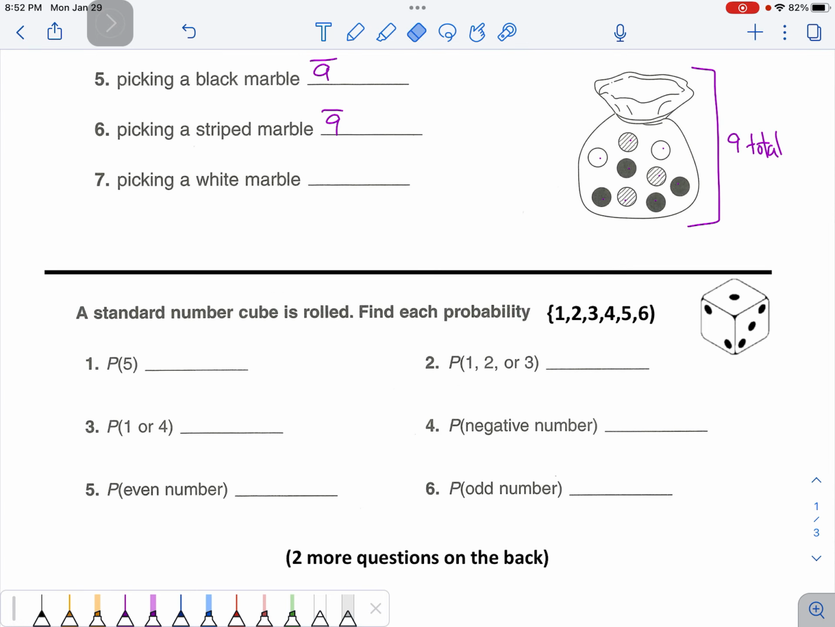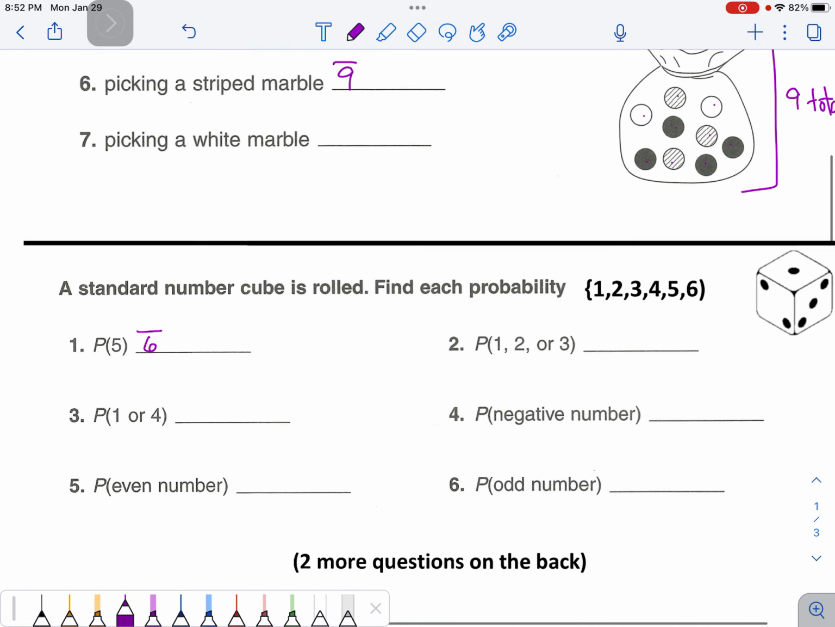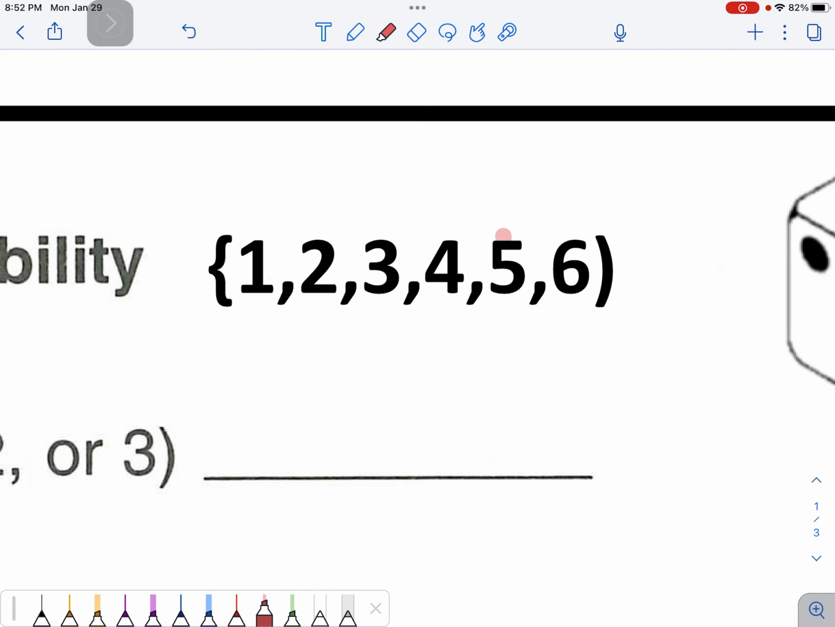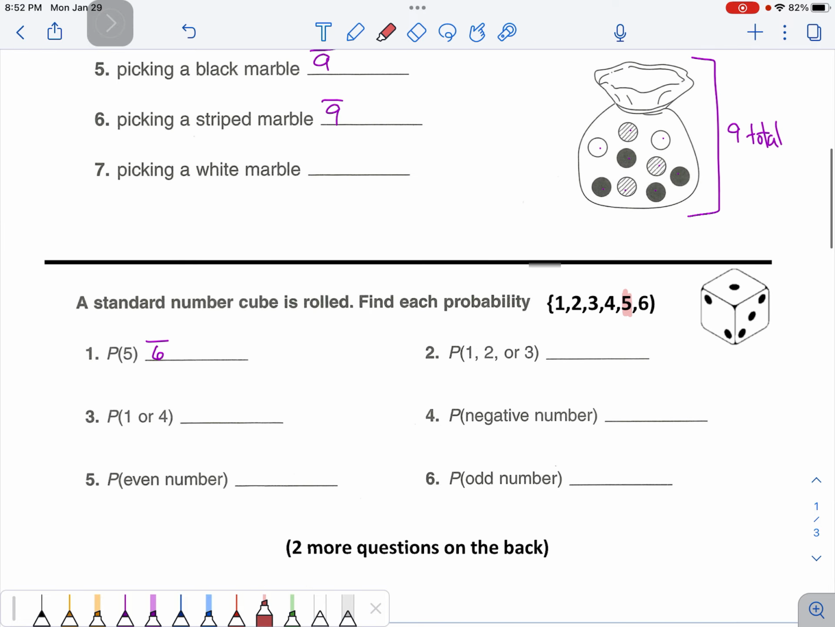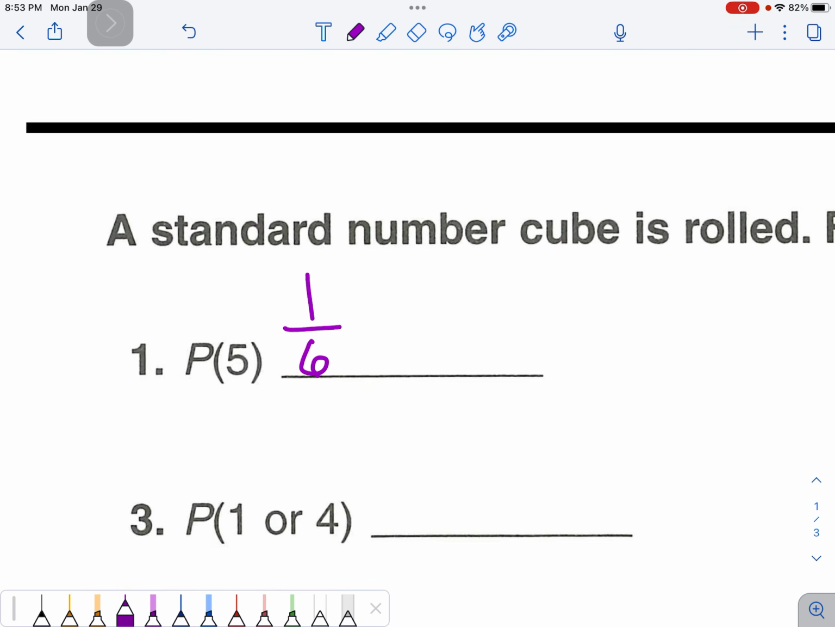So we need to find the probability of rolling a 5. So there are 6 total sides. And of those sides, I can highlight the number 5 one time. That means we need a 1 on top. Don't write a 5. We're saying how many times does it appear.